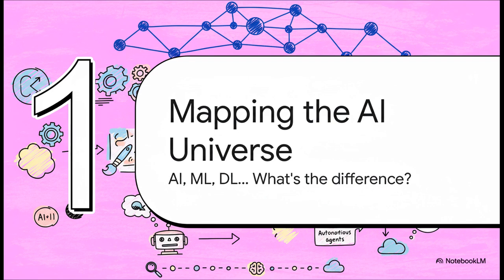So, first things first. You see these letters everywhere. AI, ML, DL. They get thrown around all the time. But how do they actually relate to each other? Let's clear up the hierarchy once and for all.